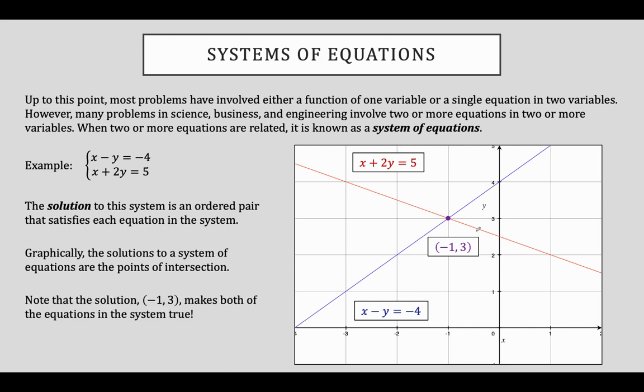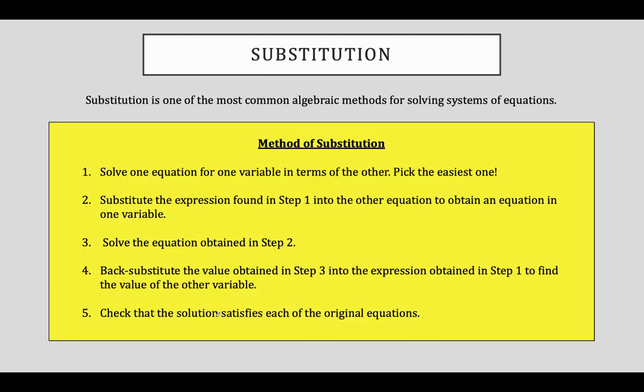So note that the solution, negative 1, 3, makes both of the equations in the system true. This is very, very important. If we were to plug in negative 1 for x and 3 for y, we would get out negative 4. If we plug in negative 1 for x here and 3 for y, we get out 5. It makes both equations true. It is the solution that satisfies both equations in our system. So that's how we find them graphically.